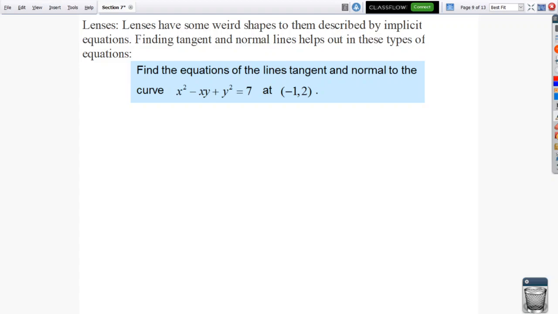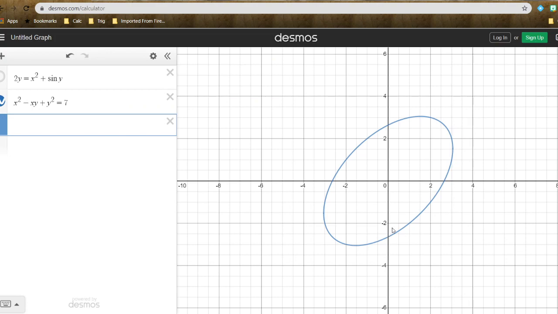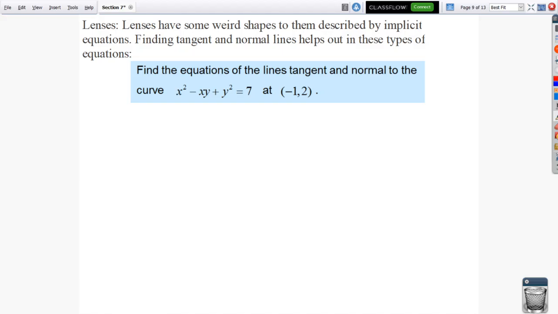This next problem that we have going on here: we have finding the equations of the tangent and the normal to the curve x squared minus xy plus y squared equals 7 at -1, 2. Well, first off, I do actually have what that graph looks like. It looks like the profile of a lens for fixing your vision. Anybody who wears glasses knows what that looks like. So let me get rid of that.